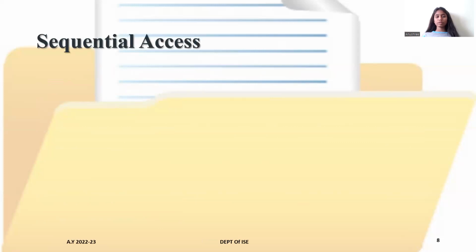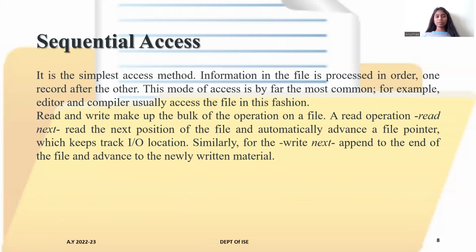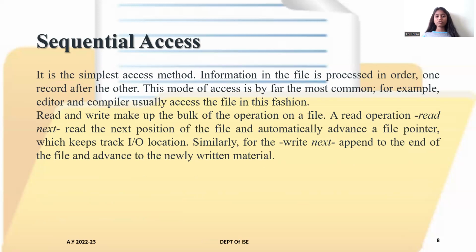First, we'll move on to sequential access. It is the simplest access method. Information in the file is processed in order, one after the other. This mode of access is by far the most common. For example, an editor and a compiler usually access files in this fashion. Read and write make up the bulk of the operations on a file.